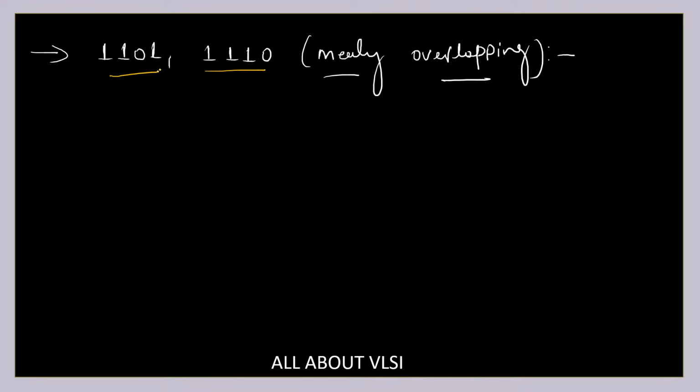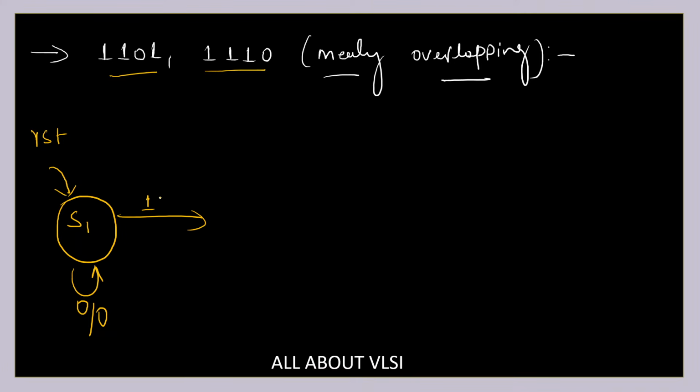1101 1110, Mealy overlapping. So if I apply reset, I'm going to S1 state. And if my input is equal to 0, I'm going to stay in this state only. And my output will become 0. Now, if I give 1, my output is still 0. I'm going to S2. And if I give 0, I'm entering into S1 because no bit is going to match. If I get two number of ones, I'm going to S3.